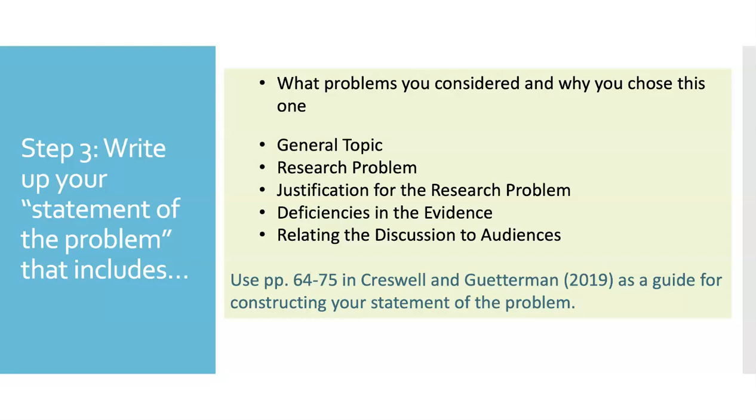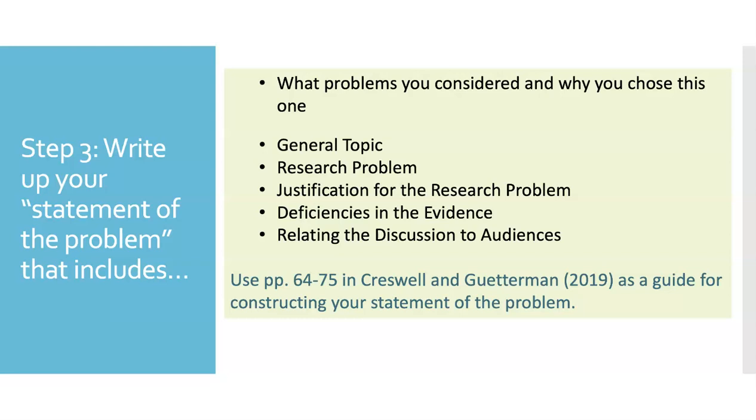Next, what problems you considered and why you chose the one. So you're going to write up the statement of the problem, and it's going to need to include, first of all, that consideration you had at the beginning of the process. What problems did you consider, and why did you choose this particular one? So you're going to make a brief statement about that. You don't need to write paragraphs and paragraphs, but just a kind of, this is how I came to this problem. And then you're going to talk about your general topic.